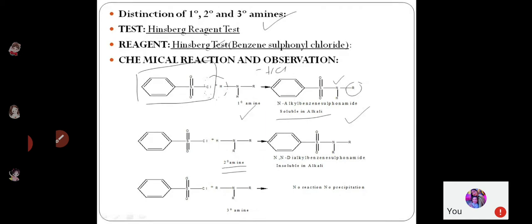Now next is your 2 degree amine. A 2 degree amine nitrogen will have one hydrogen. Now again, how the two react is that this benzene sulfonyl chloride and the amine will condense, by eliminating HCl.